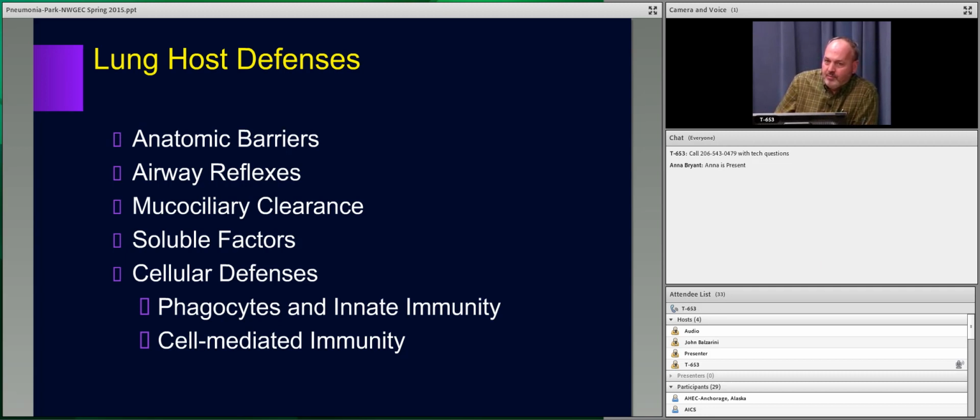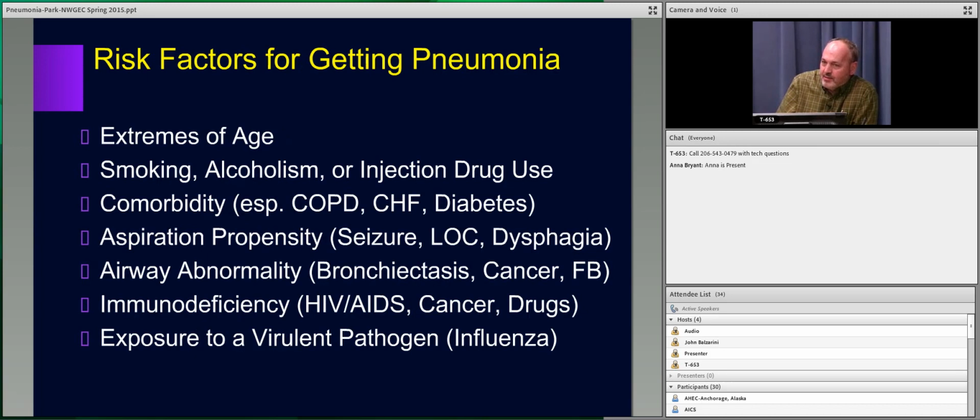This is a very comprehensive, long list of lung host defenses. We have anatomic barriers, we have airway reflexes, we have our mucociliary escalator for clearance of mucus. In the alveolar spaces, we have soluble factors like defensins, we have cellular defenses including phagocytes and lymphocytes, and then we have cell-mediated immunity that's critical for defenses against pathogens such as tuberculosis, for instance.